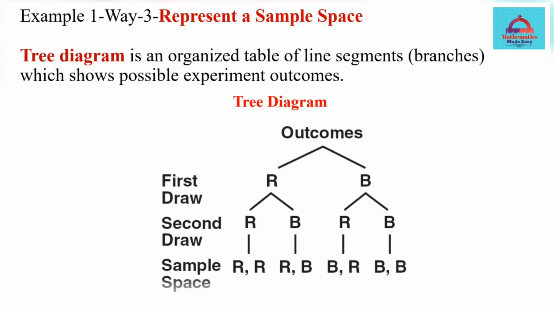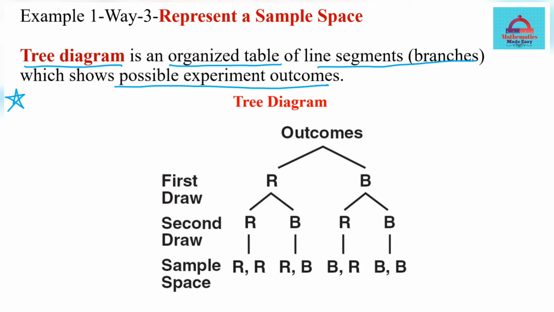The third and the last way, which is in fact the most important way in which you can expect a question in exam, so there goes my star mark, is the tree diagram. As the name suggests, it is a tree-looking image that you get when you are drawing it and writing the possible outcomes or the sample space. So in this one, it is an organized diagram of line segments or branches which shows the possible experiments.